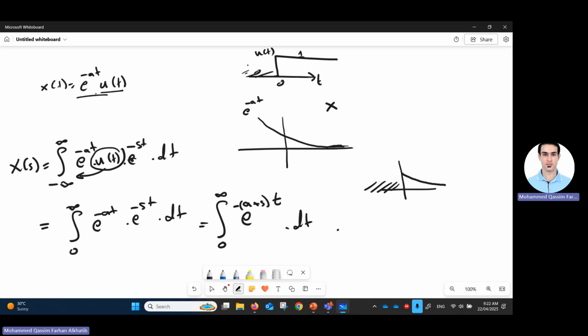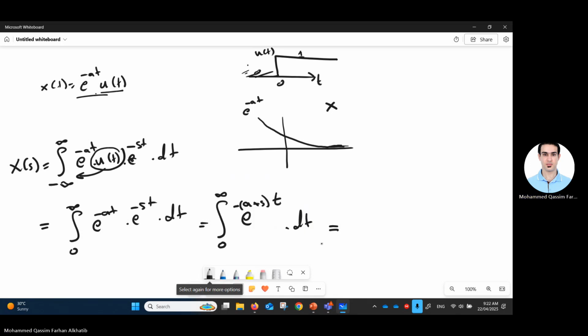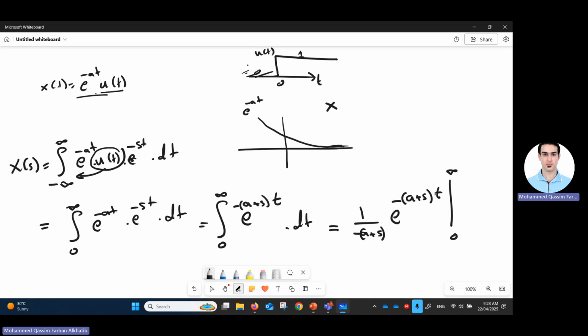All right, so here simply the result of the integration is going to be 1 over negative a plus s e to the power minus a plus s t, and the limits will be from 0 to infinity. And just to recall, the integration of a to the power alpha t dot dt equals 1 over alpha a to the power alpha t. So that's something we have done in calculus.